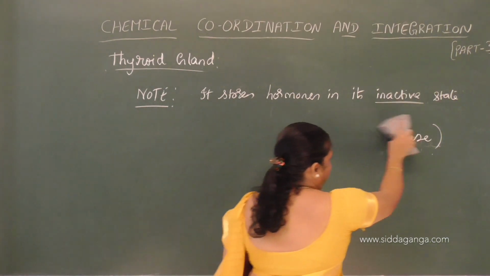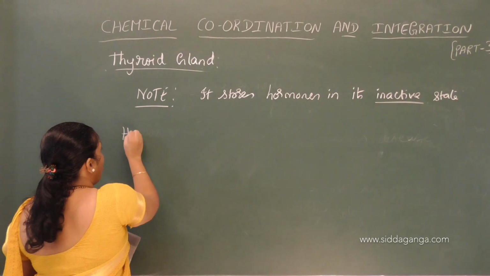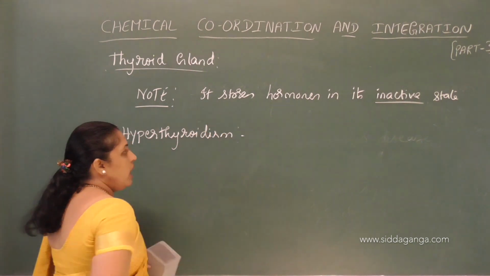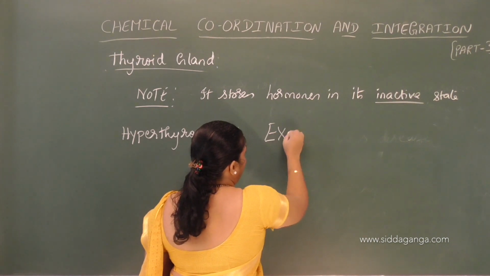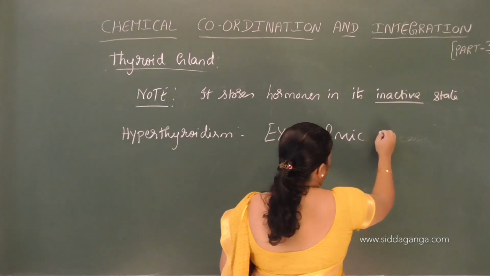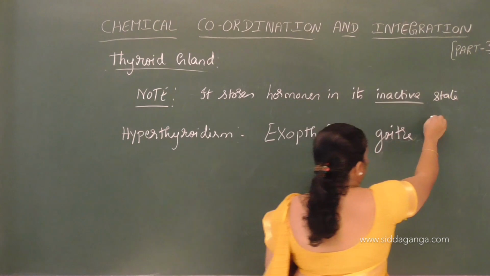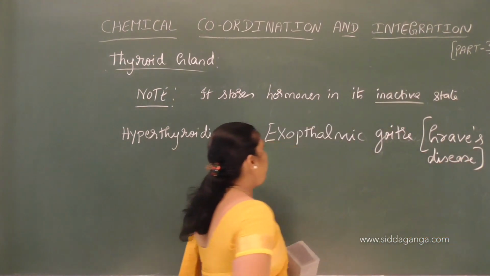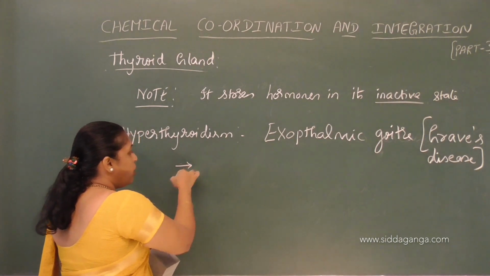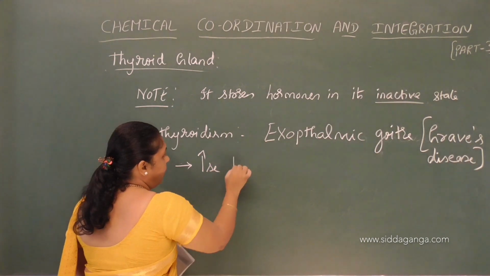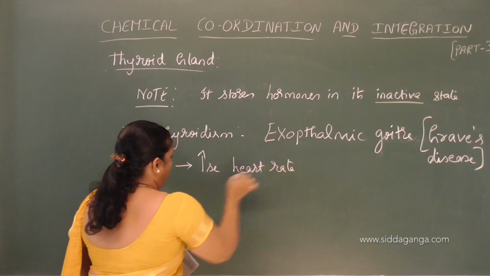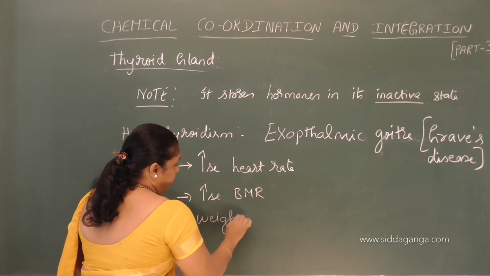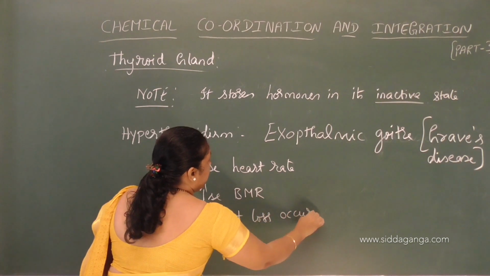And hypersecretion or hyperthyroidism. In hyperthyroidism we see a disease called exophthalmic goiter. It's also called Graves' disease. So in the hyperthyroidism cases, we see increased heart rate, tachycardia, increased basal metabolic rate, BMR, and weight loss occurs in spite of regular intake of food.